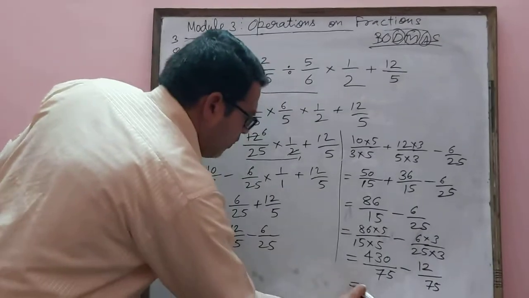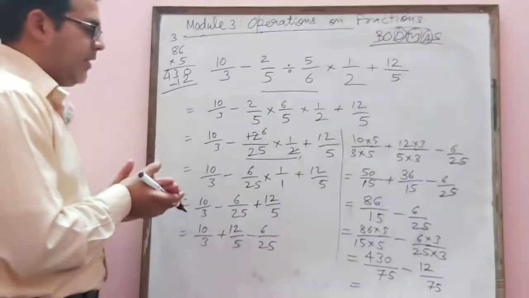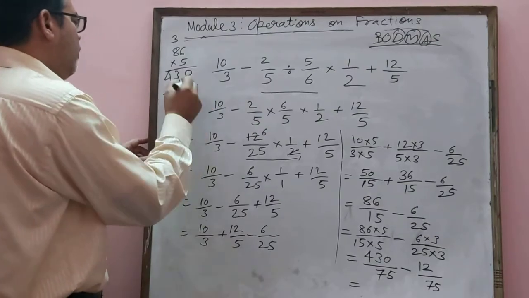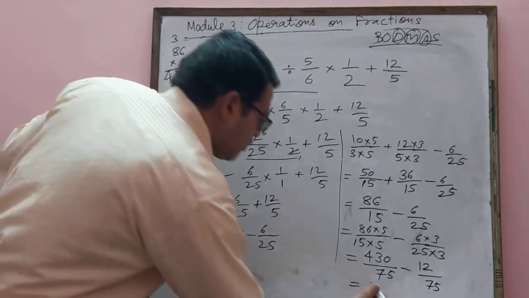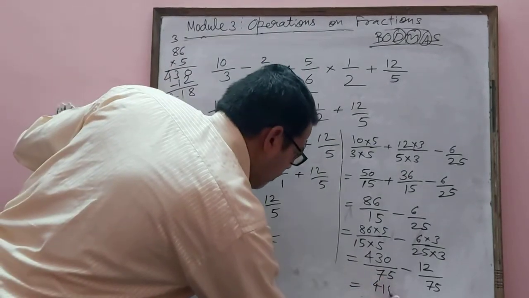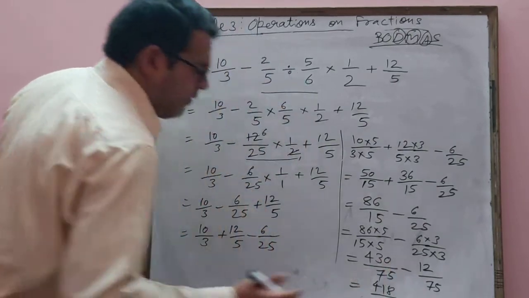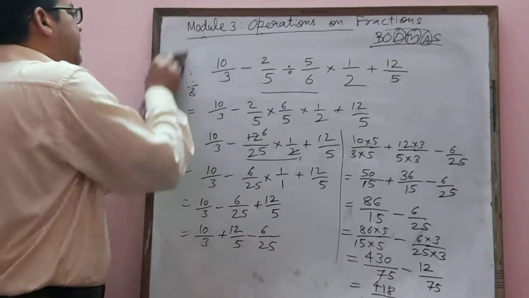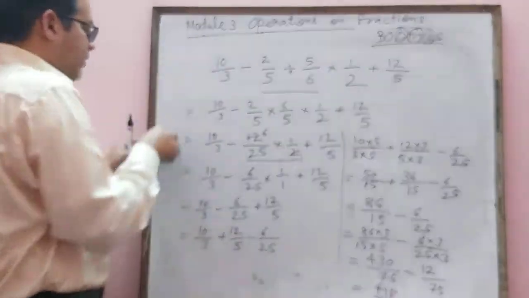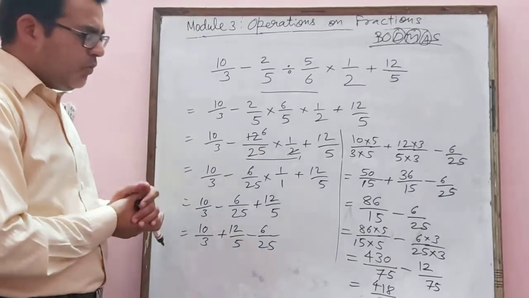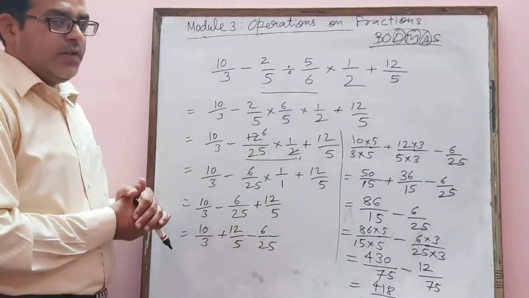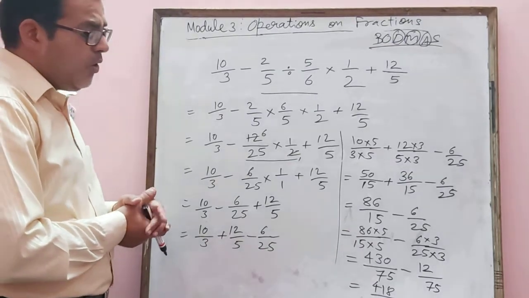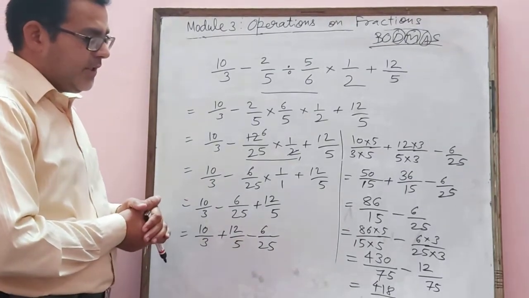Right? So what will come here when we subtract 18 from 430? Now we can subtract numerators. So 8 will come here, 1 and 4 is 4. 412 upon 75 we have. 412 upon 75. Right? This is improper. You can see here 75 is less than 412, that is numerator. So we have to convert into mixed fraction.